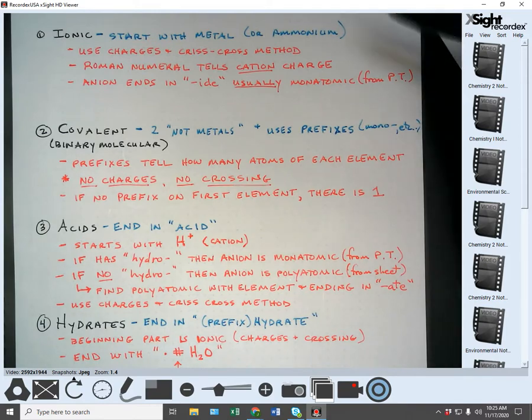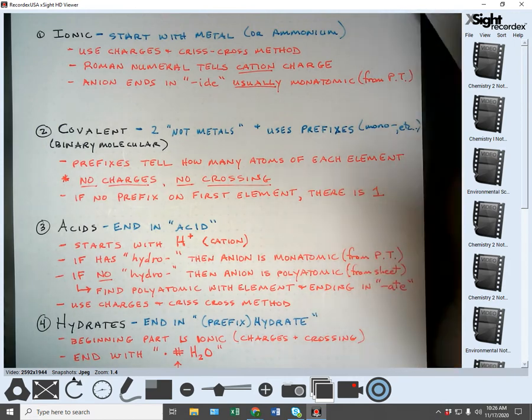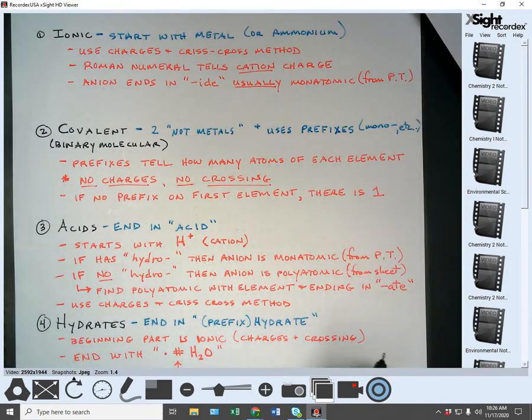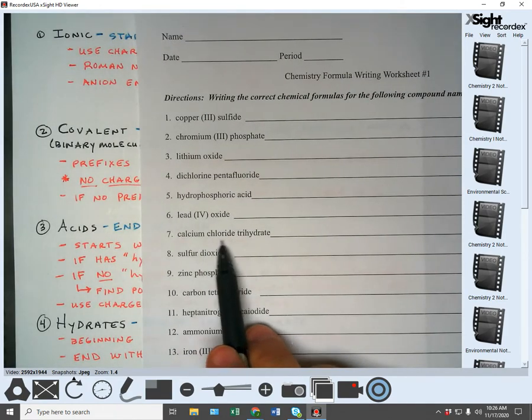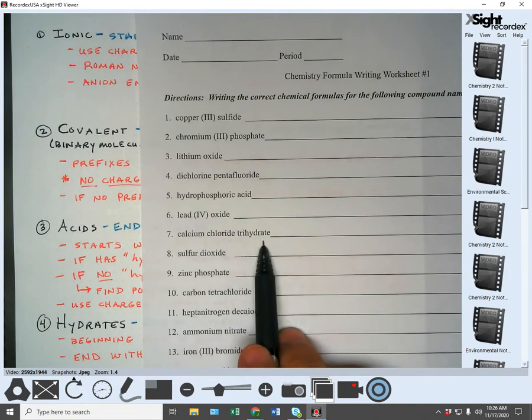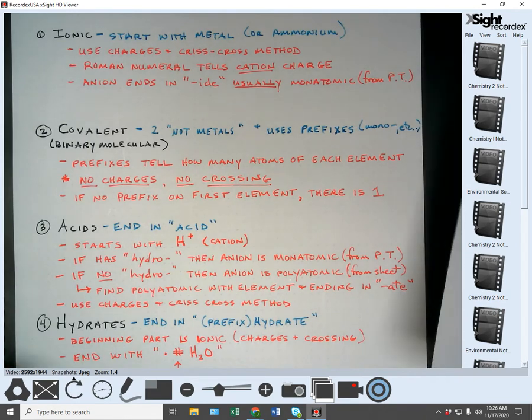The blue stuff on here is how you tell the difference. This is all when you're given the names and you're trying to write the formula. So the easy ones, hydrates end in a prefix like mono, di, tri, or whatever, and then hydrate. For example, on the homework, number 7, calcium chloride trihydrate, that's a hydrate. Acids obviously are very easy. They literally end in the word acid.